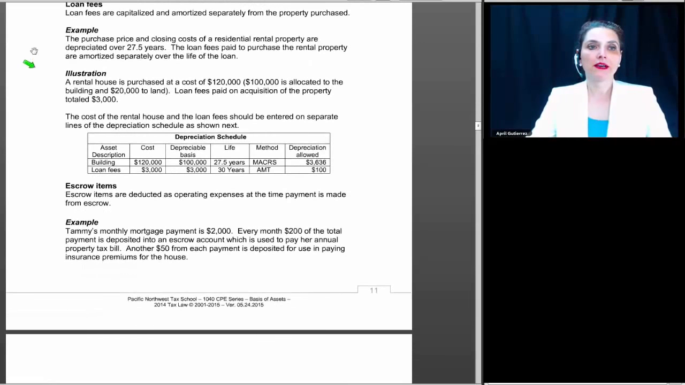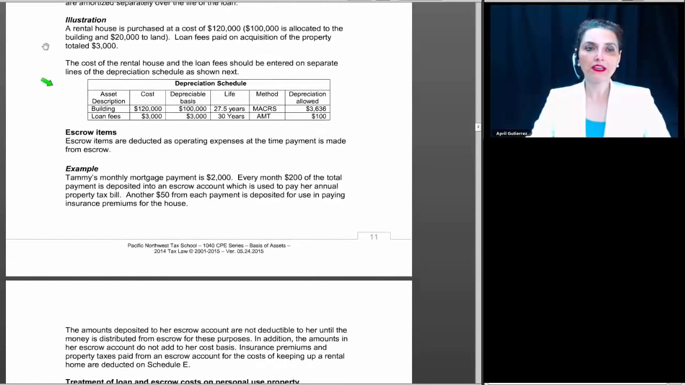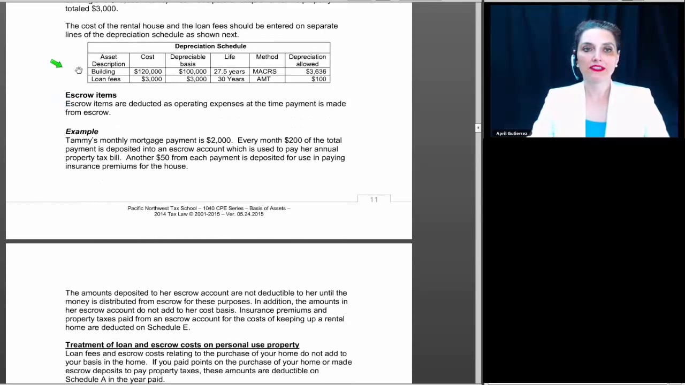So here is another example. The purchase price and closing costs of a residential rental property are depreciated over 27 and a half years. The loan fees paid to purchase the rental property are amortized separately over the life of the loan. And here's an illustration. A rental house is purchased at a cost of $120,000. $100,000 is allocated to building and $20,000 to the land. Loan fees paid on acquisition of the property totaled $3,000. The cost of the rental property and the loan fees should be entered on separate lines of the depreciation schedule as shown next. And it's exactly as I described.